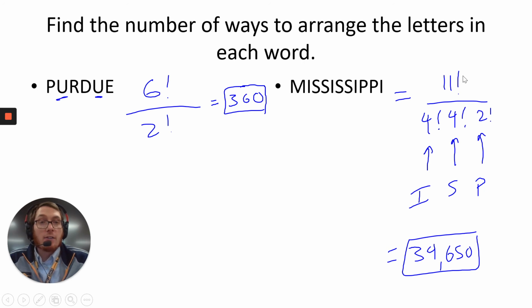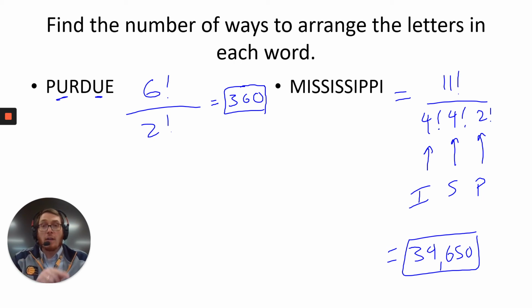Mississippi has 11 letters, so that's 11 factorial. There's 4 I's, 4 S's, and 2 P's. And so I need to divide by 4 factorial, 4 factorial, 2 factorial, for the ways to arrange the S's, the I's, and the P's.